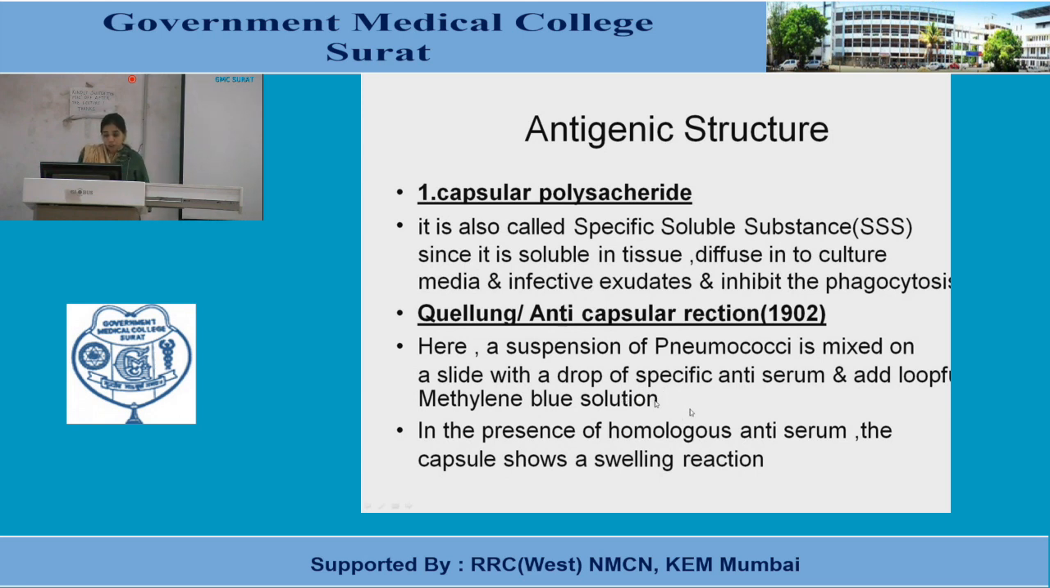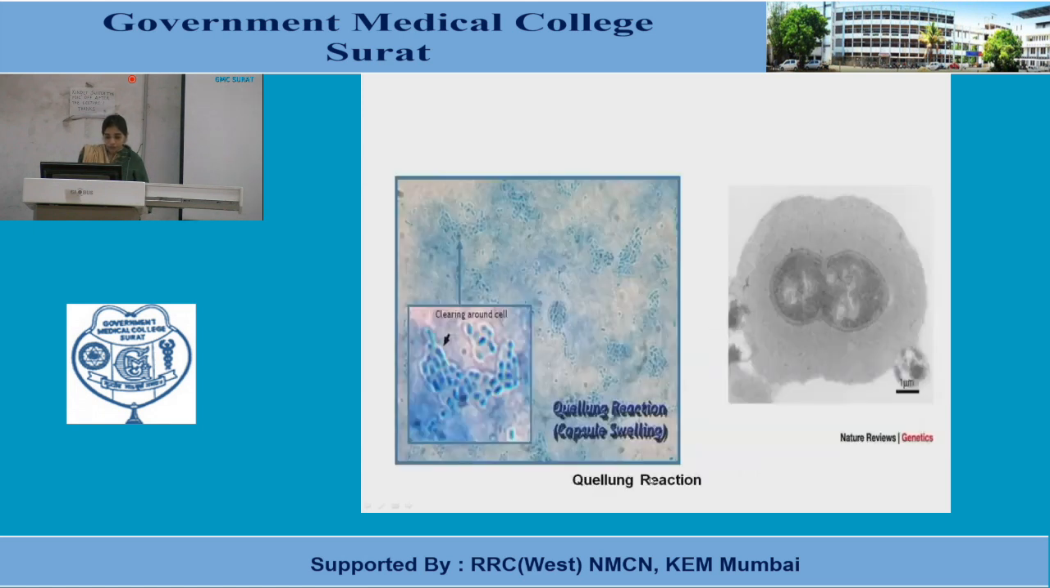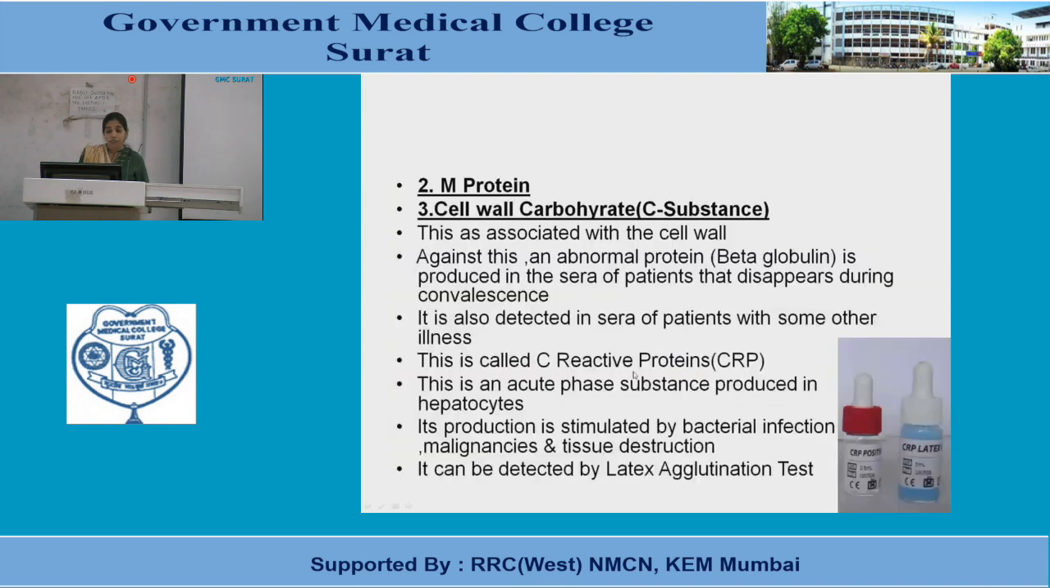In the presence of homologous antiserum, the capsule shows a swelling reaction. You can see the picture over here. These are the capsular swelling around the colony, and this blue color is the cocci stained by the methylene blue. Here, swelling. These are the capsular swelling. Then the M protein, and further the cell wall carbohydrate is the C substance. This is the cell wall. Against this, an abnormal protein is produced in the sera of the patient that disappears during convalescence.